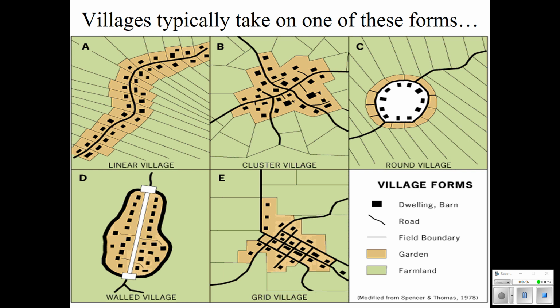Just a quick visual of what we mean by some of these. And again, this would be very English, the clustered. This would be very French, right? The long lots. This would be very Spanish with the grids. Rounded and walled, we don't really see those too much in the United States, but historically, walled villages were very common in medieval Europe, and the rounded villages are very common both in Asia and in Africa.